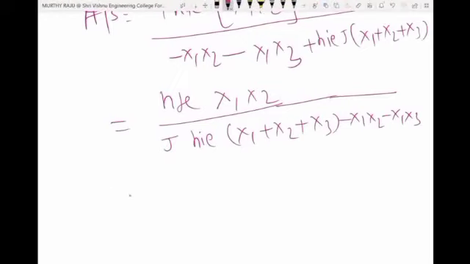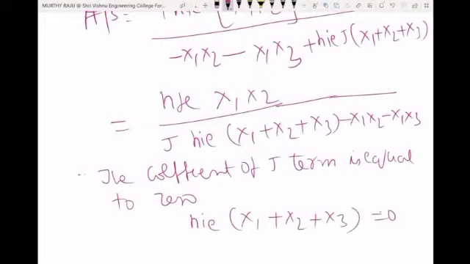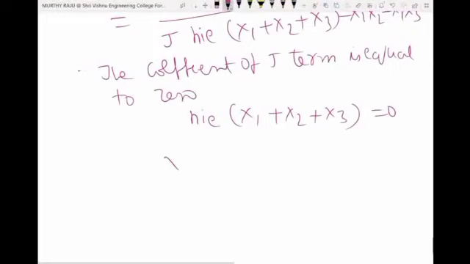A beta, the phase shift around the loop, is called the loop gain. The phase shift around that loop is 0 or 360 degrees. Therefore, the coefficient of the j term is equal to 0. The coefficient of the j term is hie into x1 plus x2 plus x3 is equal to 0. That is, x1 plus x2 plus x3 is equal to 0.